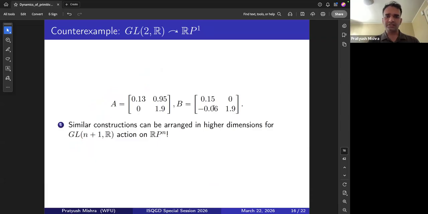And for the GL2R action on RP1, this was completely computational. We used Mathematica to come up with these small matrices, and then they do the job. So even here, the first step primitive element fixes something, but not the group generated by these two elements. In fact, the counterexample pops up from the commutator. A similar construction can also be arranged in the GL n+1 R action on RPn. But in the paper, we just did it for the base case. Even this was very tricky to find, but it is also possible to find for higher dimensions.